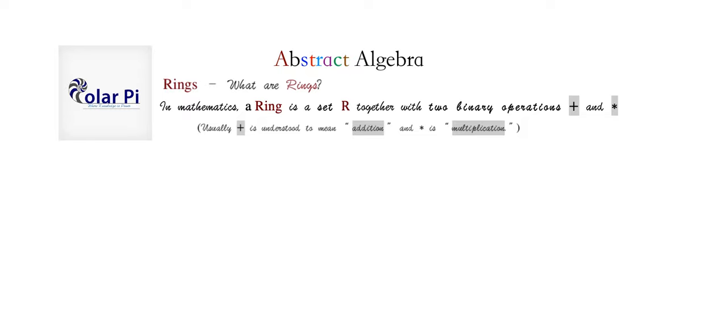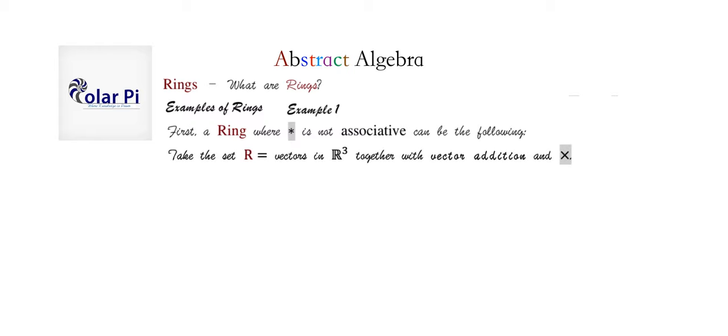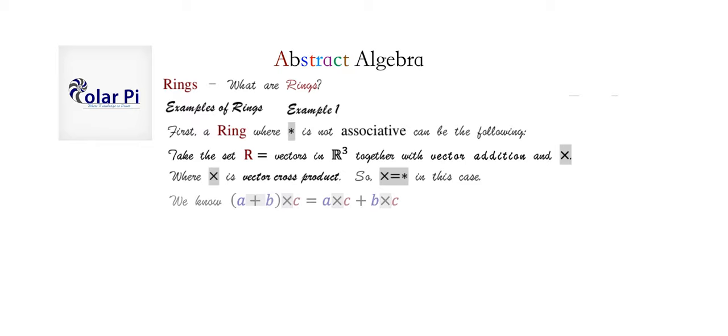All right, so let's get on with the examples. Examples of rings. The first example, as I said, will be one where star is not associative. And for that, let's take vectors in R3, where plus is usual vector addition, and star is the vector cross product. Okay, then we know that vectors in R3 with respect to addition form an abelian group. You can check that more carefully if you want, but it goes without saying.